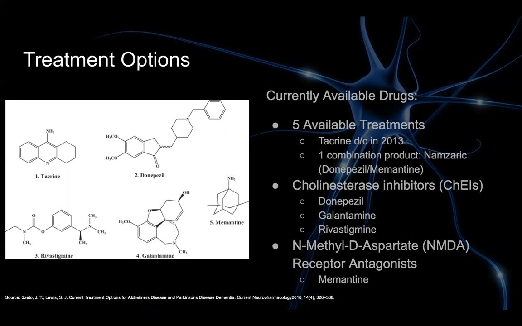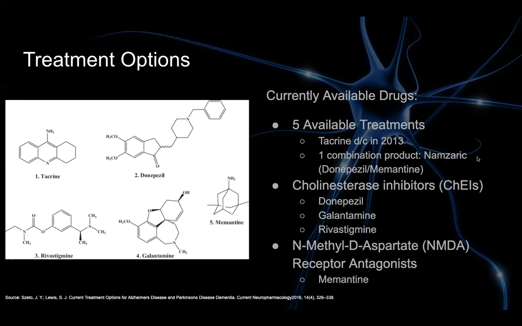So 3 of these are donepezil, rivastigmine, and galantamine for the cholinesterase inhibitors. And then we have memantine that is our NMDA receptor antagonist. Tacrine was discontinued back in 2013, right when I started working in pharmacy. I remember having to go pull it from the shelves and dispose of it. So that's real interesting.